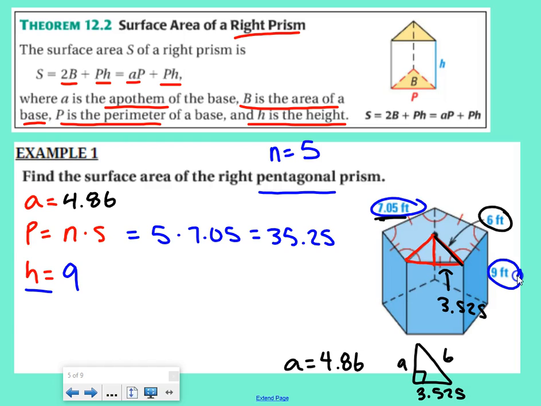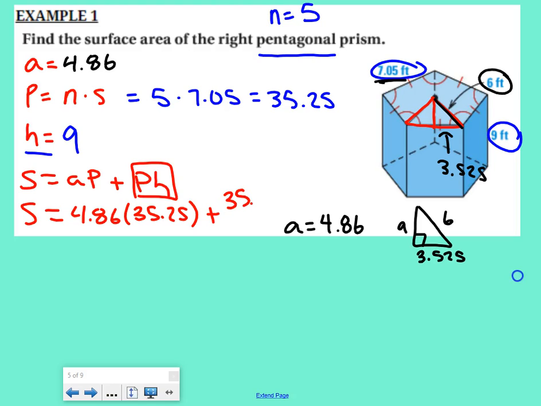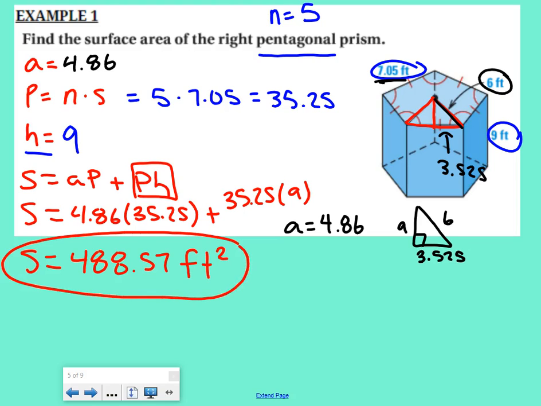And we just plug them into our formula right here. So surface area equals AP plus PH. Plug in the numbers. Surface area equals A, so 4.86, times P, 35.25, plus P times H, so 35.25 times our H. Type it all into the calculator to solve, and we get that the surface area is 488.57, and our units are feet squared. It is squared because it is an area.